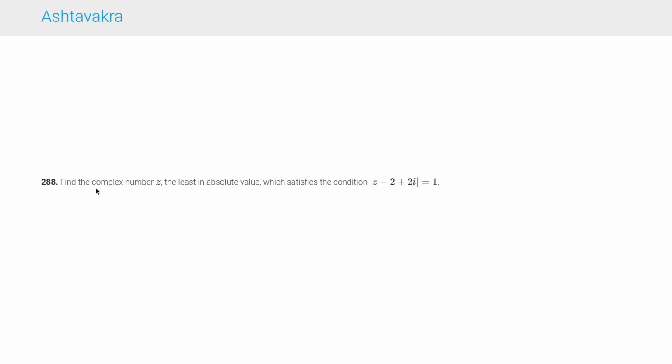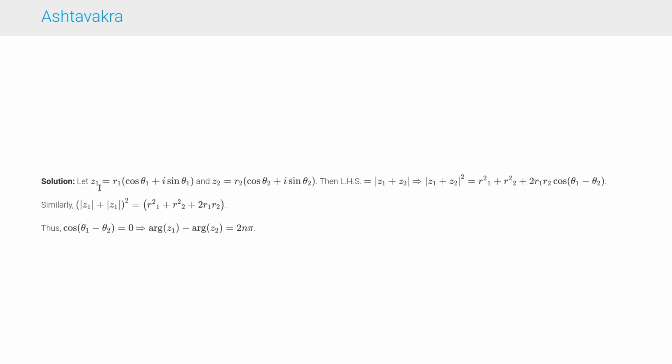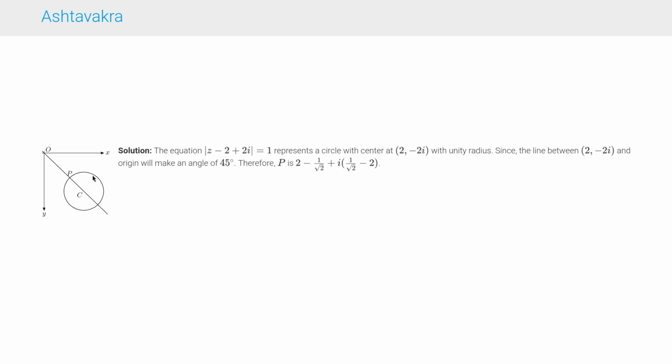Question 288 says that find the complex number z, the least in absolute value, which satisfies the condition mod z minus 2 plus 2i is equal to 1. So this can be a bit tricky to understand. I will repeat this question. Find the complex number z, the least in absolute value, which satisfies the condition mod z minus 2 plus 2i is equal to 1. So we have this diagram.